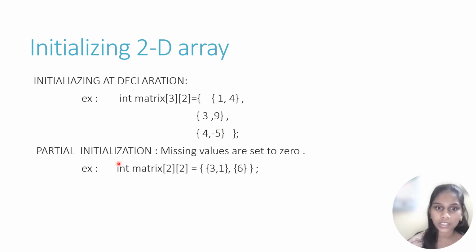What is partial initialization? If we give input for some values in the 2D array, and do not give any input to the other elements in the 2D array, they will automatically be set as 0. Example, int matrix[2][2] = {3, 1, 6}, where the second row, second column element will be set as 0.